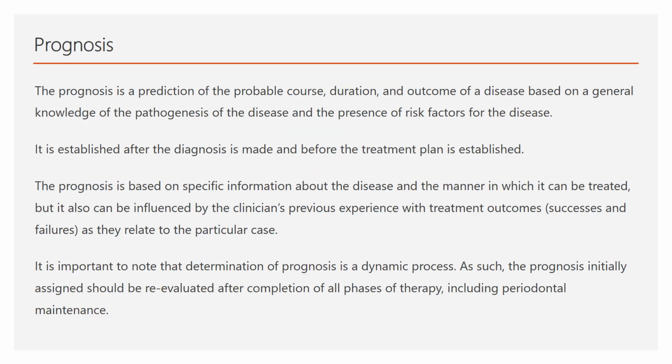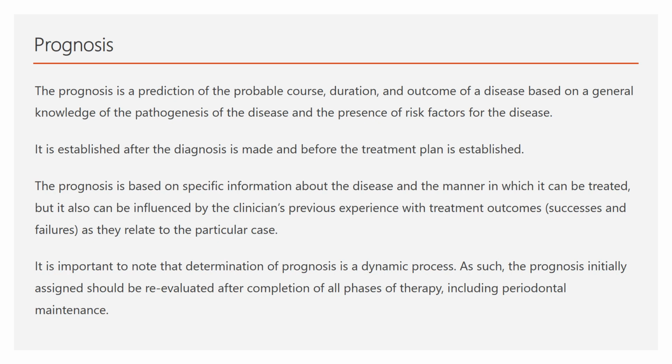Prognosis. The prognosis is a prediction of the probable cause, duration, and outcome of a disease based on general knowledge of the pathogenesis of the disease and the presence of risk factors for the disease. It is established after the diagnosis is made and before the treatment plan is established. The prognosis is based on specific information about the disease and the manner in which it can be treated, but it also can be influenced by the clinician's previous experience with treatment outcomes as they relate to the particular case.